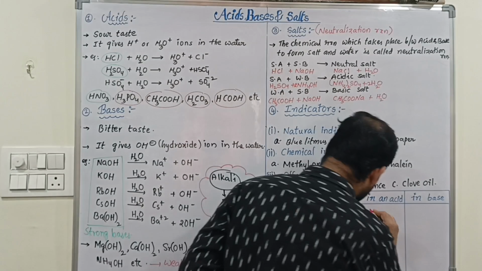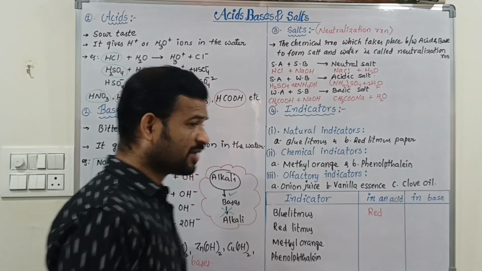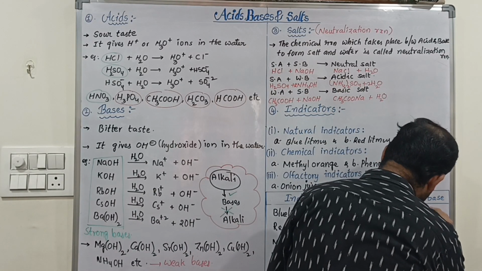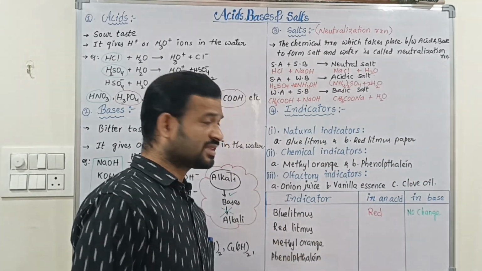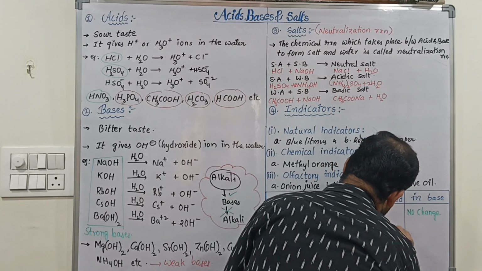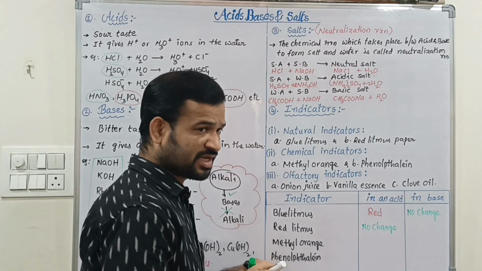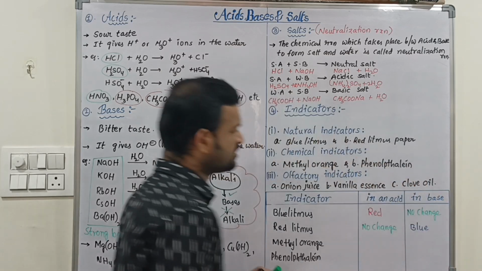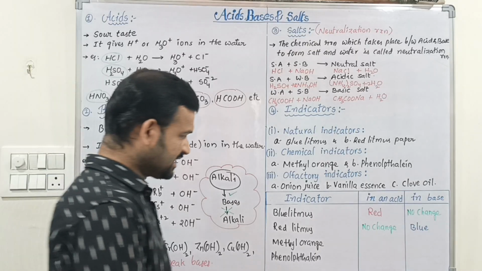Now, if we dip blue litmus paper in acid, what will happen? It will turn red. In base, no change. If we dip red litmus paper in acid, no change. If we dip red litmus paper in base, it will change into blue color. Next, methyl orange indicator with acid: that is red color.